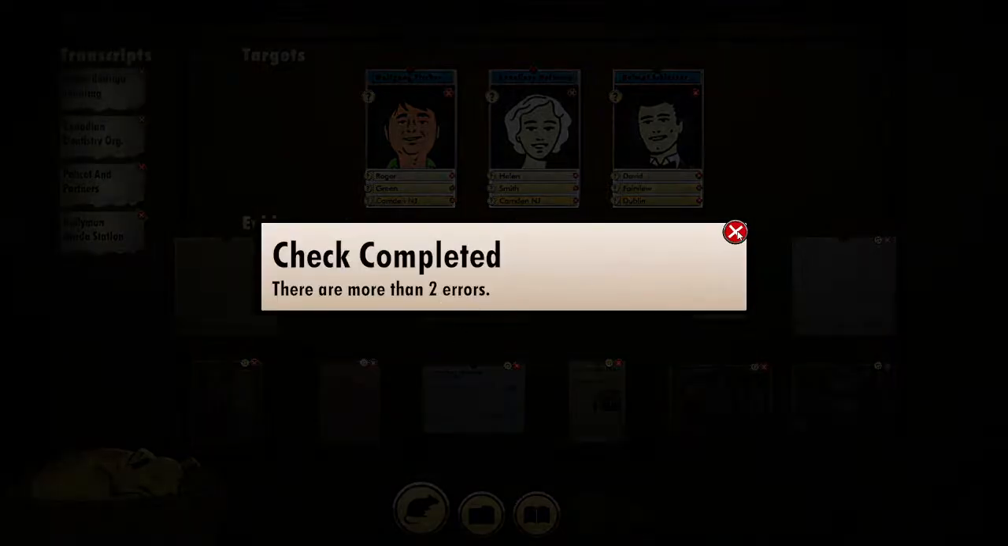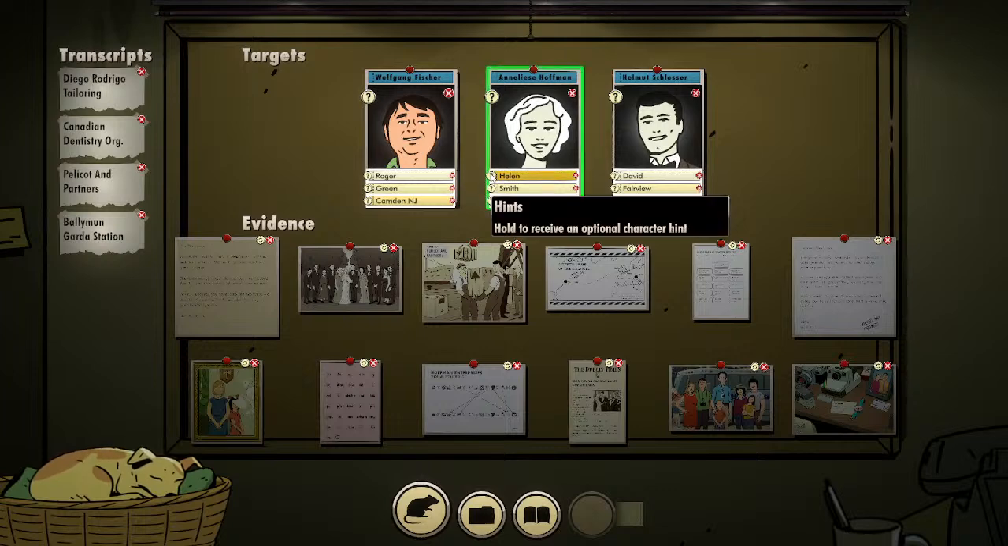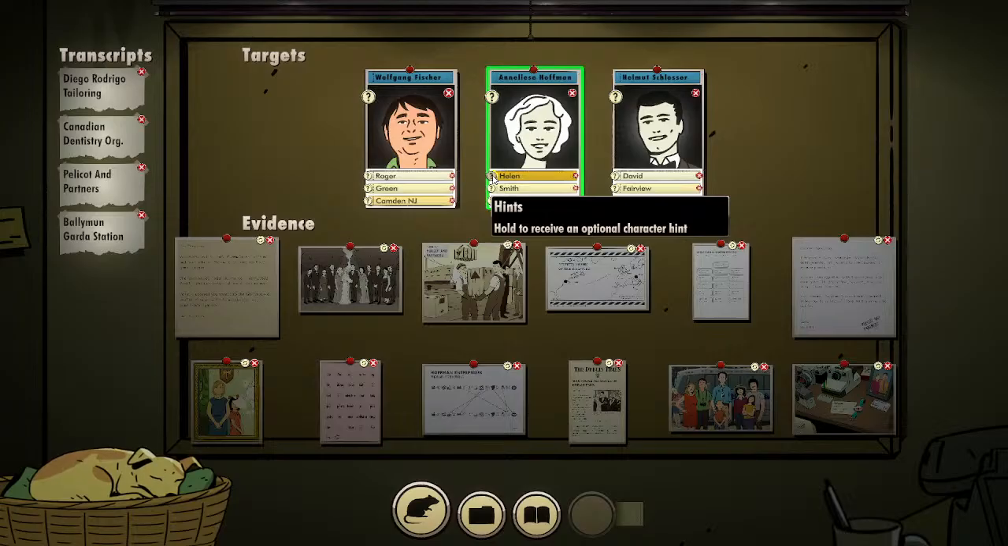There are more than 2 errors. More than 2? Yikes, okay. Well, I'm not too sure about Helen Smith, to be fair. I'm not too sure about that at all. This guy did die in Dublin, right? It's trying to tell us that his business wasn't in Camden, New Jersey.